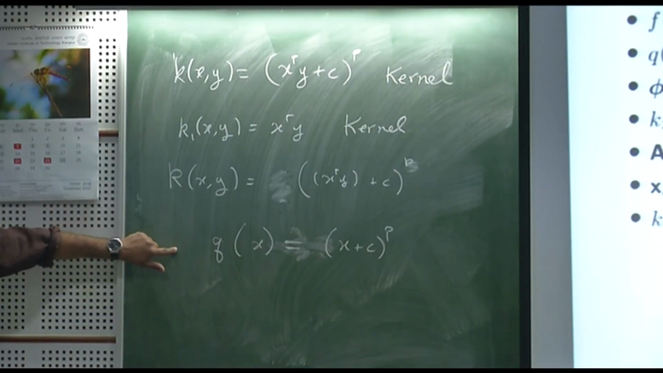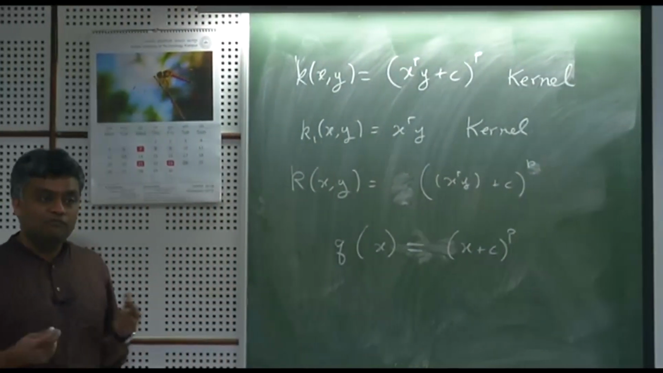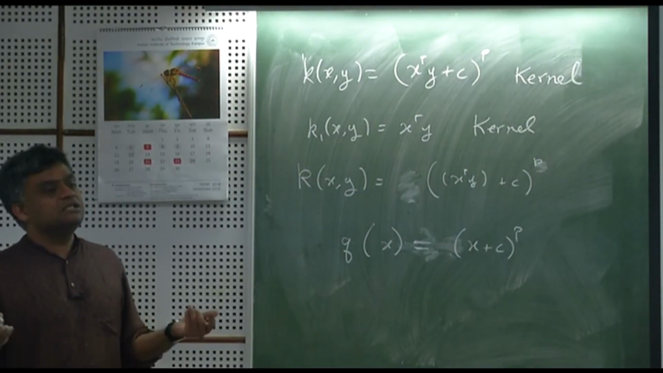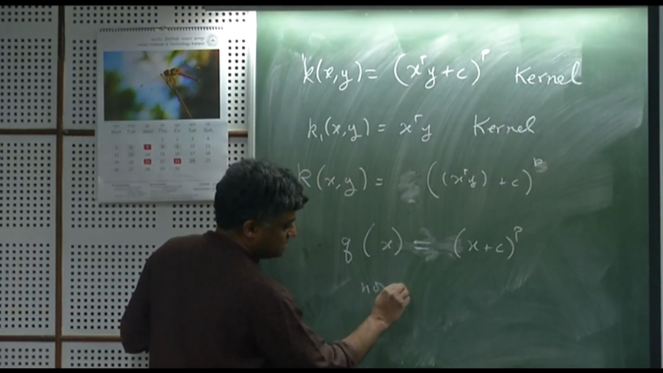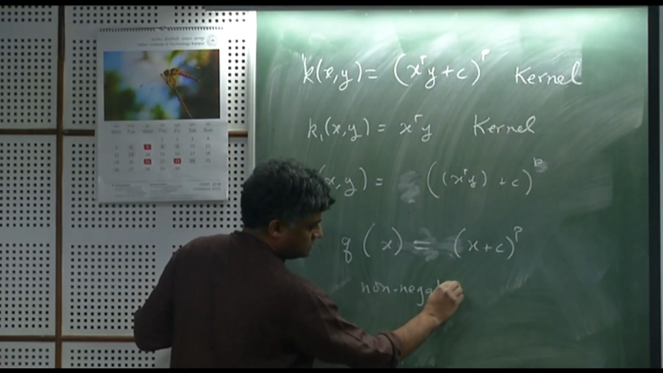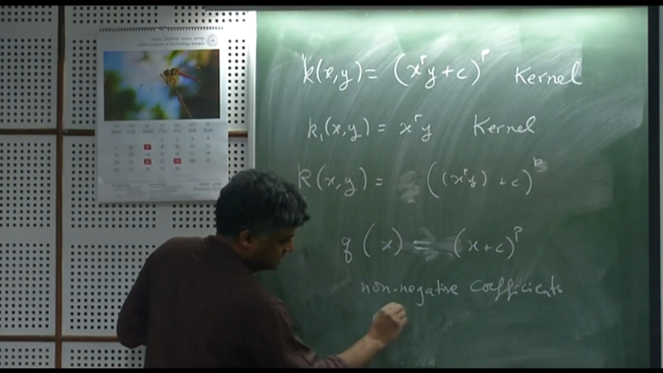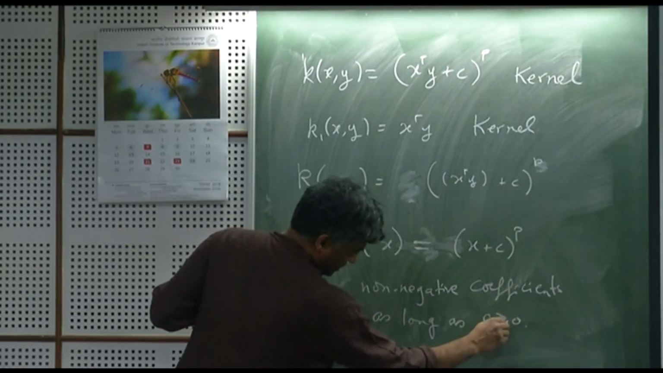If I want this polynomial to have non-negative coefficients, what should happen to c? If I think of this as a polynomial in x, defined as (x + c) to the power p, when will it have non-negative coefficients? As long as c is positive, this q of x will have non-negative coefficients. As long as c is greater than or equal to 0.